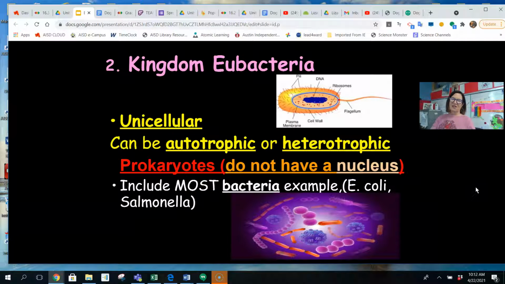Alright. So next we have kingdom Eubacteria, and the difference is this one isn't extreme. This is, again, unicellular. It can be autotrophic or heterotrophic, meaning it makes its own food or it consumes its own food. And they're prokaryotic cells, just like the other one. They do not have a nucleus, so here you can see this is a prokaryotic cell. And most of these are going to be bacteria, like E. coli and salmonella and stuff. But they do not live in extreme temperature. They would die. So they have to be in more of a controlled environment.